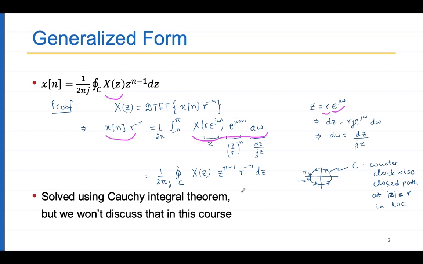So this is how we can understand the inverse Z transform. To solve this integral, we can use Cauchy's integral theorem. I'm sure you must have read it in your MTH course, probably the second course, MTH 102. But we won't discuss that part in this course. We won't be dealing with Cauchy integrals or integrating in the z space.